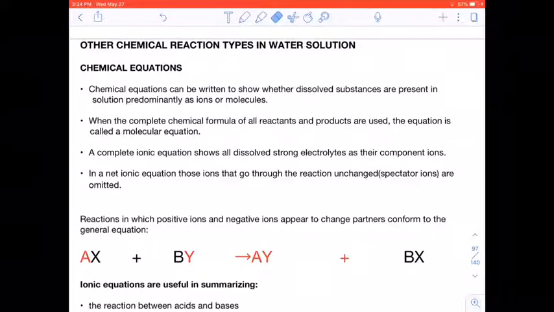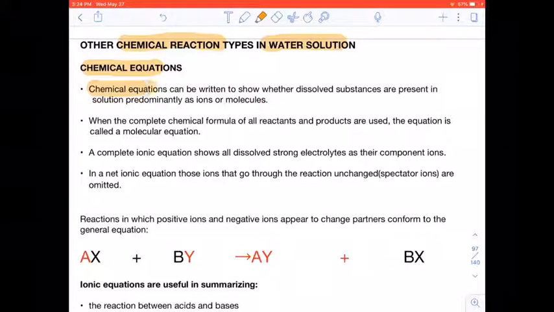We're dealing with the knowledge area chemical change. Let's look at other chemical reaction types in a water solution. Let's review briefly what we have done in the previous lesson.